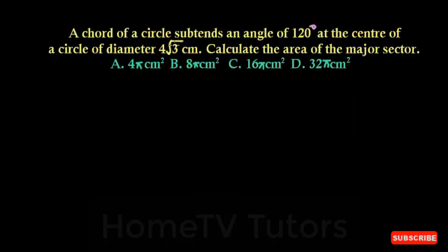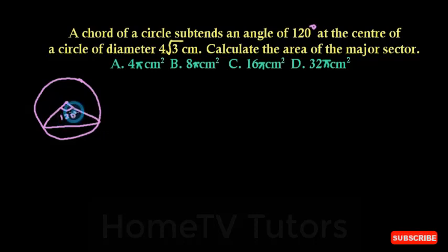A chord of a circle subtends an angle of 120 degrees at the center of a circle of diameter 4 root 3 centimeter. Calculate the area of the major sector. Let's have a quick sketch of that. Okay, the chord subtends an angle at the center of 120 degrees. Okay, this is 120 degrees.